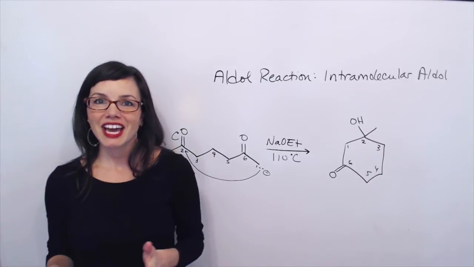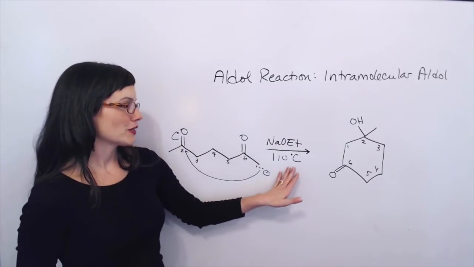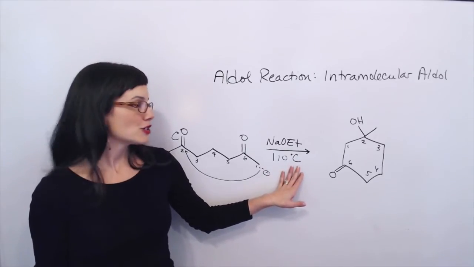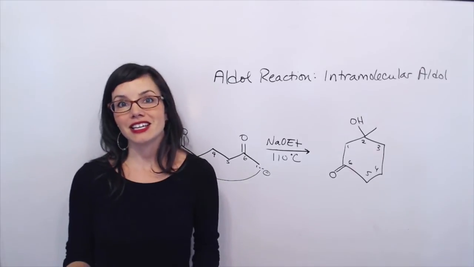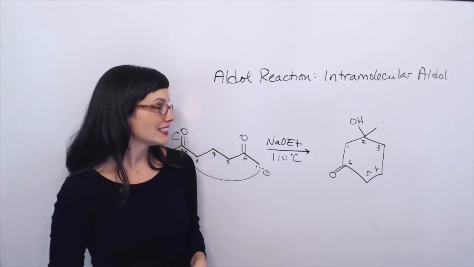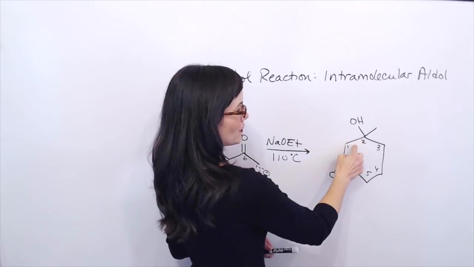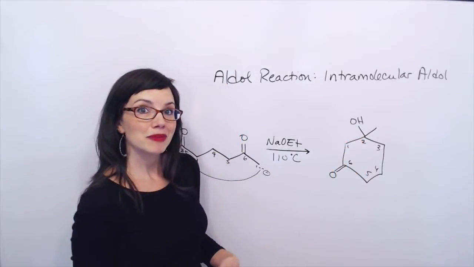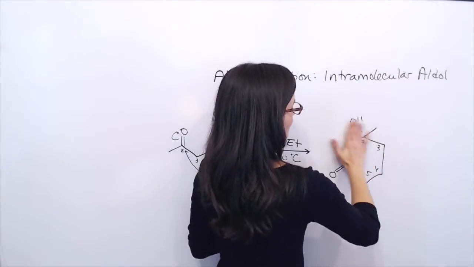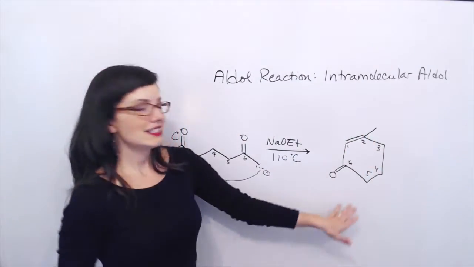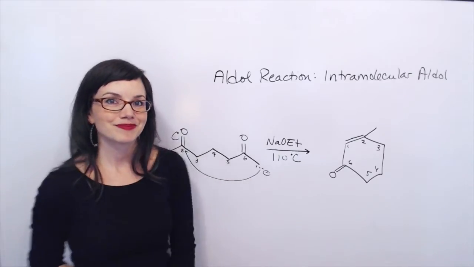Now, never forget to check for conjugation or heat. In this case, we do have heat, so we need to make sure that we complete the condensation step at the end. That means we remove our hydroxy group and fill in the double bond in the alpha-beta position. This is our final reaction product.